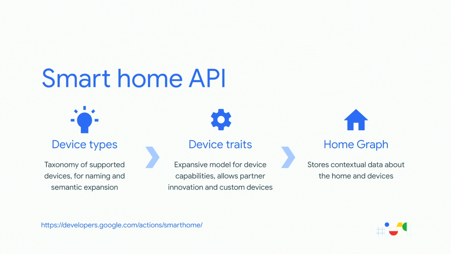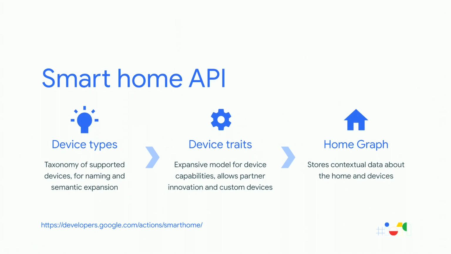First, developers specify a device type. This is really the what-is-it factor. Is it a light bulb? Is it a microwave? A camera? Device type is our method to classify the overall essence of the device in a user's home.